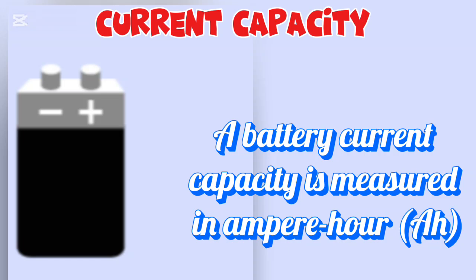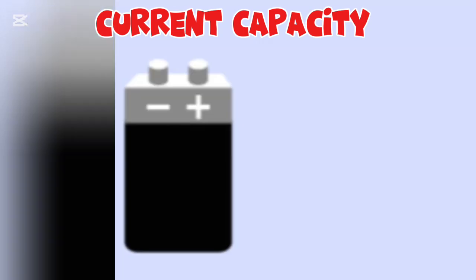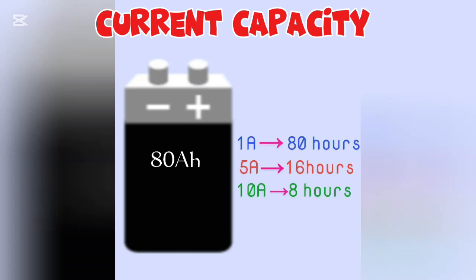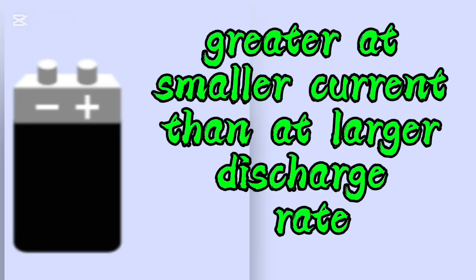A battery current capacity is measured in ampere hours. If a battery is rated 80 ampere hours, it can supply 1 ampere for 80 hours, or 5 ampere for 16 hours, or 10 ampere for 8 hours. This is just a rough estimate. The actual capacity is greater at smaller current than at large discharge rates.